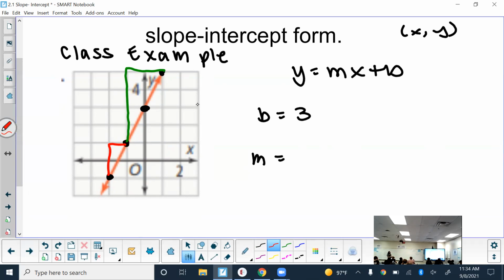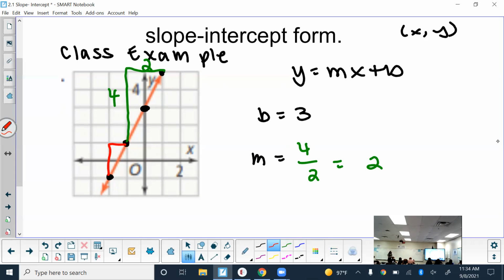So let's start with the green triangle. What's my rise going from this dot to this dot for the green triangle? 4. Good, we're going up 1, 2, 3, and 4. What's my run for the green triangle? 2. And then it's rise over run, 4/2, which simplifies to 2.